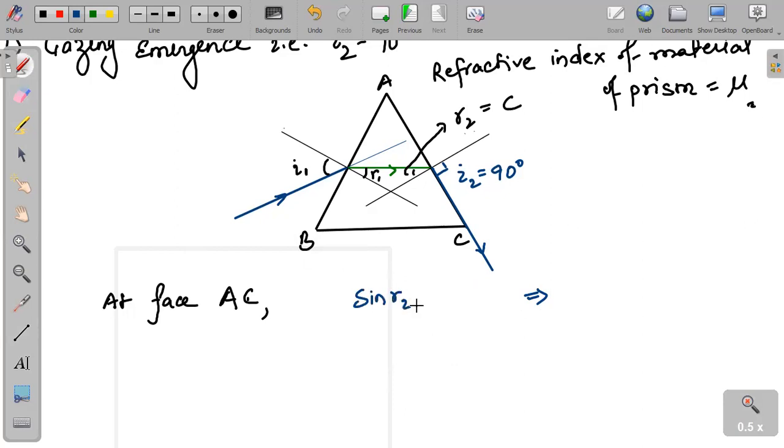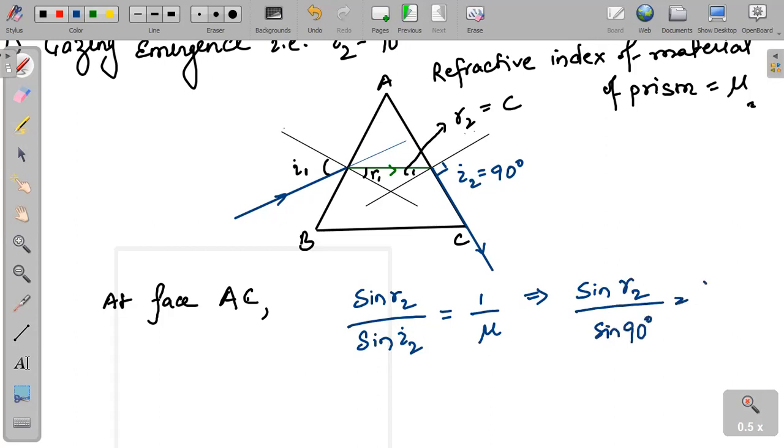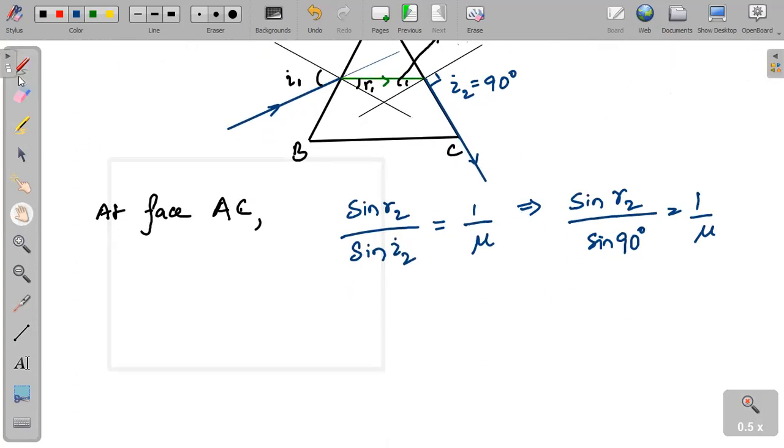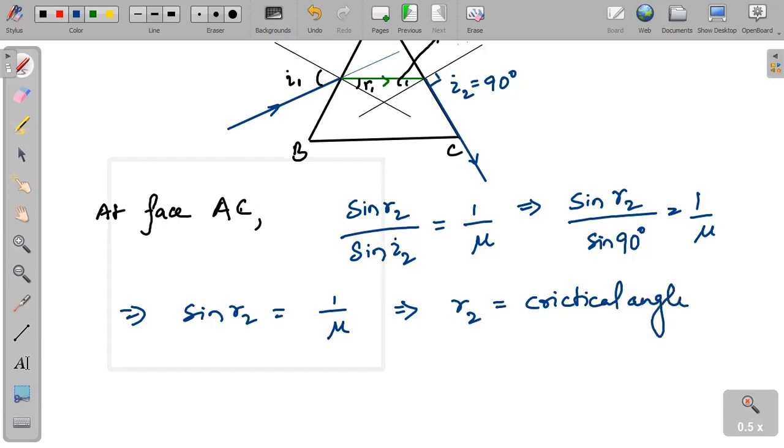Sin R2 upon sin I2, where I2 is the angle of refraction and R2 is the angle of incidence, is equal to 1 by mu. Here I2 is 90 degrees, therefore sin R2 upon sin 90 degree will be 1 by mu. That implies sin R2 will be equal to 1 by mu. This implies R2 will be equal to the critical angle C.